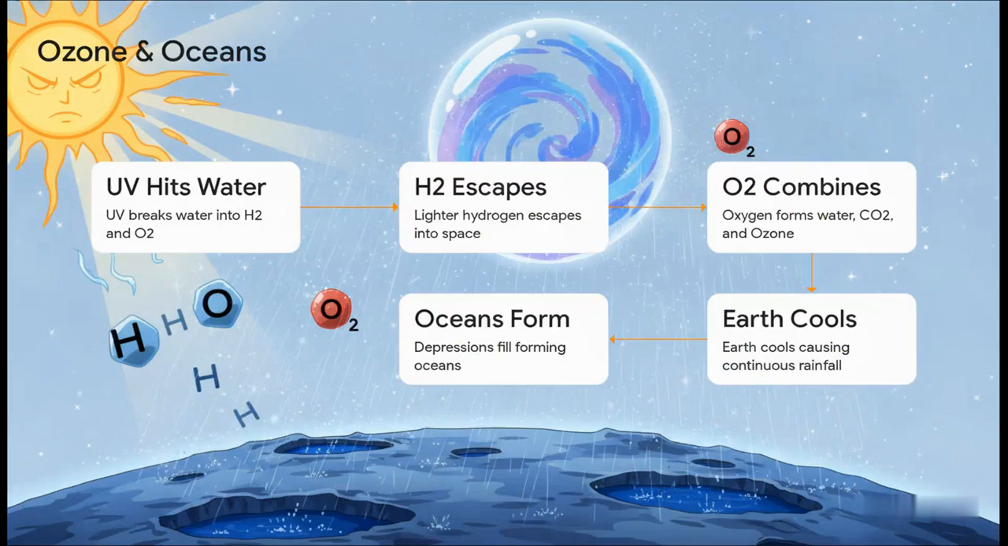So what exactly happens when you don't have an ozone shield? Well, severe UV rays from the sun just struck the Earth completely unfiltered. They hit the water vapor and literally broke it apart into hydrogen and oxygen. Now, the lighter hydrogen just escaped straight out into space, but the remaining oxygen stuck around and combined with ammonia and methane to form water, CO2, and, eventually, that much-needed ozone layer. As the Earth slowly cooled down, all that water vapor condensed, and it rained, and rained. It rained continuously for ages, filling these massive depressions in the Earth's crust to create our very first primordial oceans.